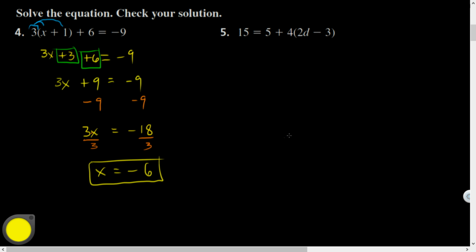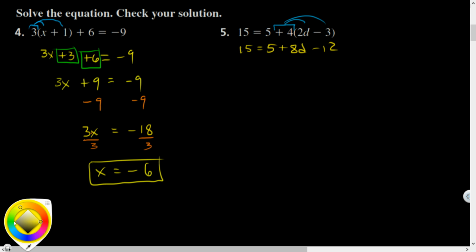Let's see, internet friends. For question 5, let's do some distributing. This is a positive 4 that's being distributed here. So I'm going to have 15 equals 5 plus 4 times 2d is 8d. I think you're in the geometry playlist. That might be. And 4 times negative 3 is negative 12.